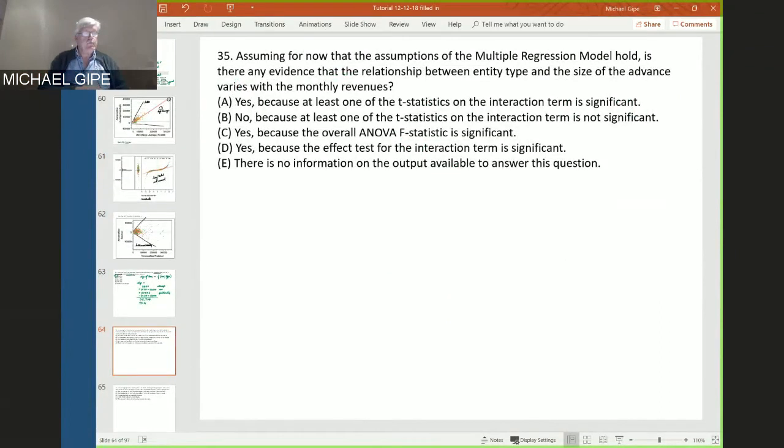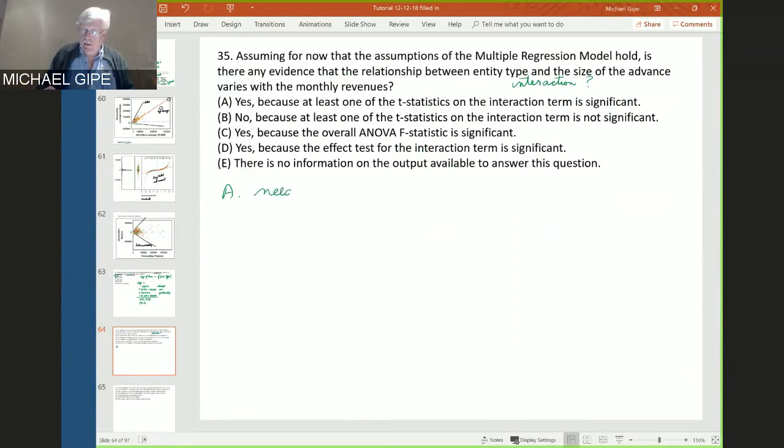Next one, 35. Assuming for now that the assumptions of the model hold, independence, constant variance, all that sort of stuff, is there any evidence that the relationship between entity type and the size of the advance varies with the monthly revenues? Is there an interaction? How about A? Yes, because at least one of the t-stats on the interaction term is significant.